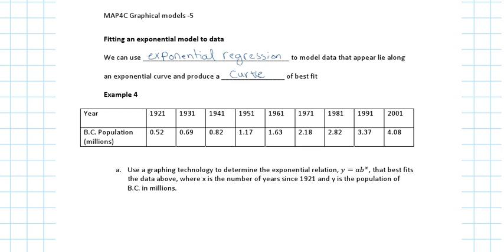They gave us the year and population, BC population in millions from 1921 to 2001. The question is asking us to use graphing technology to determine the exponential relation. So here it is asking you for an exponential relation, right? So you know that you have to use the exponential of best fit for the data above, where x is the number of years since 1921. What does that mean? Where x is the number of years since 1921.